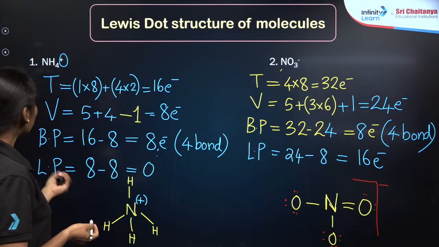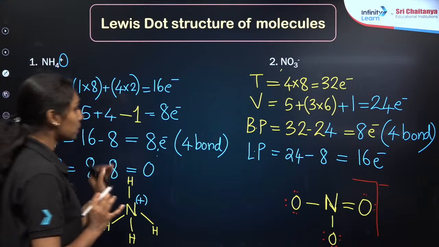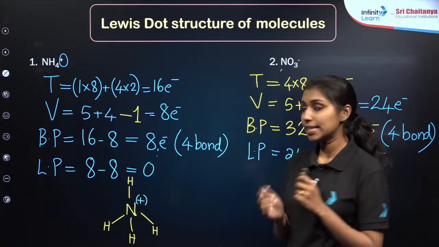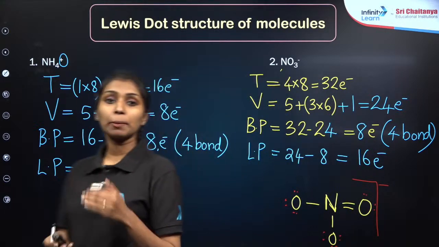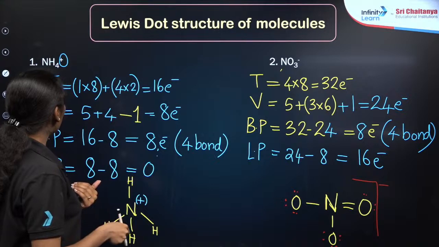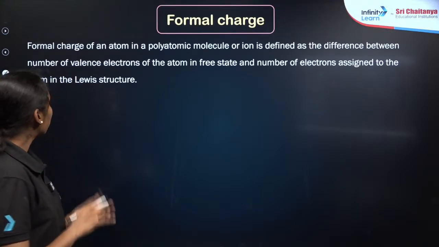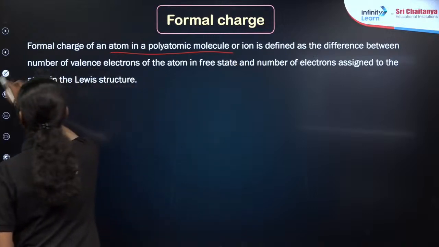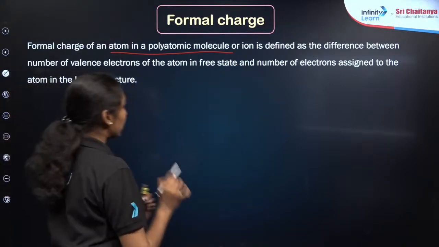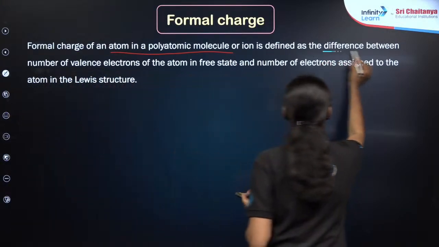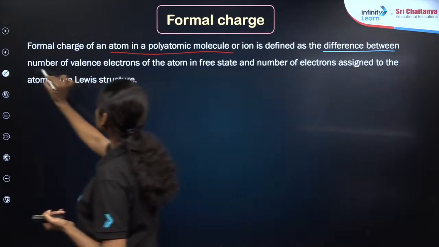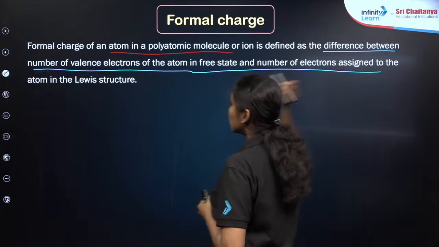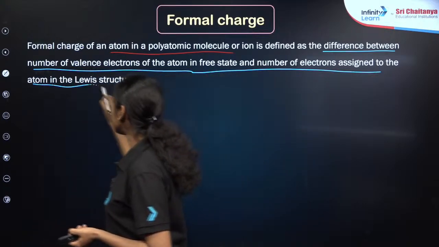Okay, fine. Now let me move to the next topic in order to find out the exact position of negative or positive charge present on each atom, that is the formal charge calculation. What do you mean by the formal charge? The formal charge of an atom in a polyatomic molecule is defined as the difference between the number of valence electrons of the atom in the free state and the number of electrons assigned to the atom in the Lewis structure.